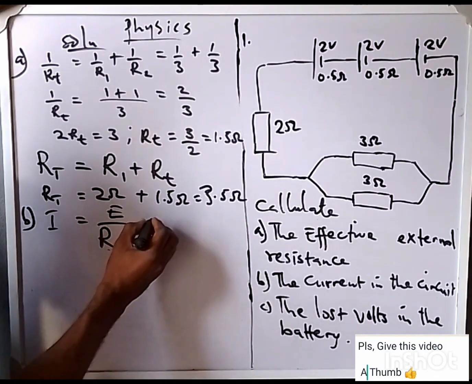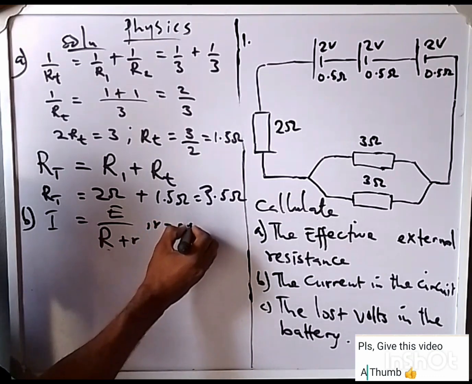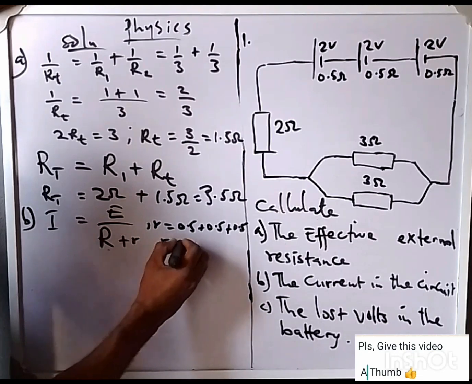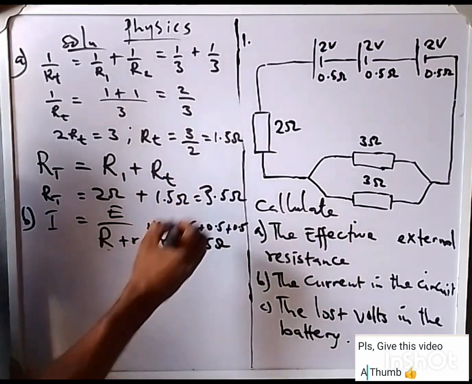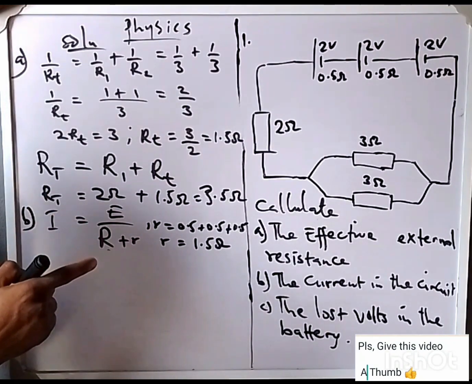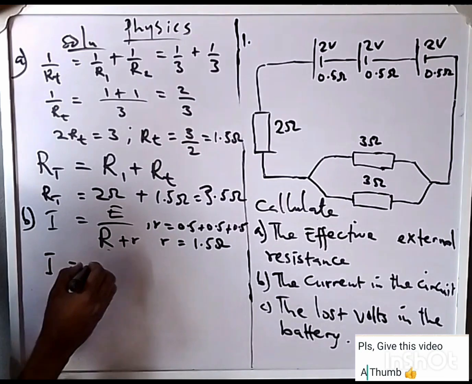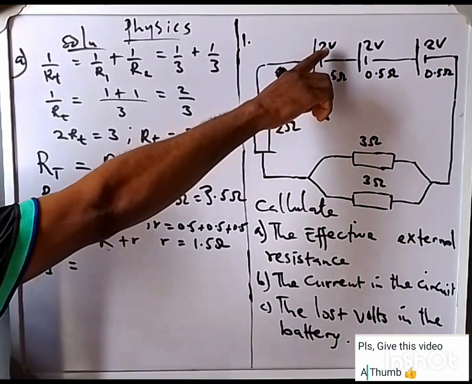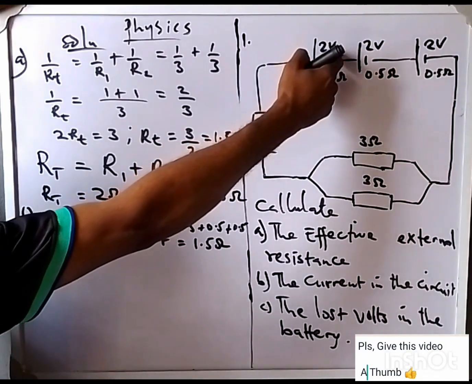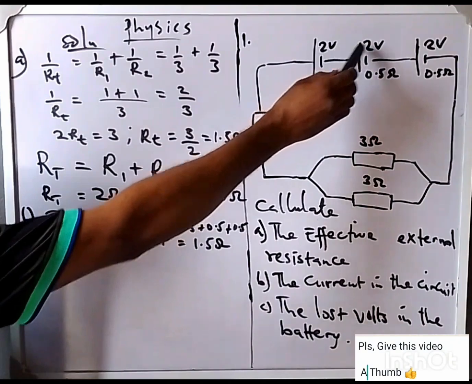So that's to say that our small r is equal to 0.5 plus 0.5 plus 0.5. So small r will give you 1.5 ohms. So our small r for the cells, because the cells are in series, gives you 1.5. So I'm going to add that the current in the circuit is going to be equal to E. E is the PD, the potential difference, the E.m.f of the cells.